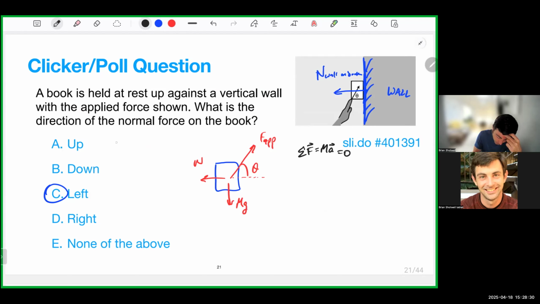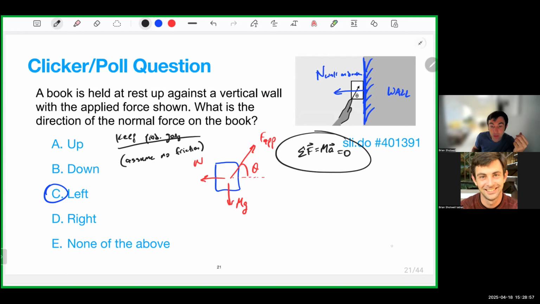So let's keep the problem going. Let me write this in the notes. Keep the problem going. Assume no friction. There was nothing in the problem originally about friction, and we would have to make a few more assumptions. So we'll focus more on that next week. But if there's no friction and if the book is at rest, so that's part of the problem, it's held up at rest, so we can set the sum of the forces equal to 0.